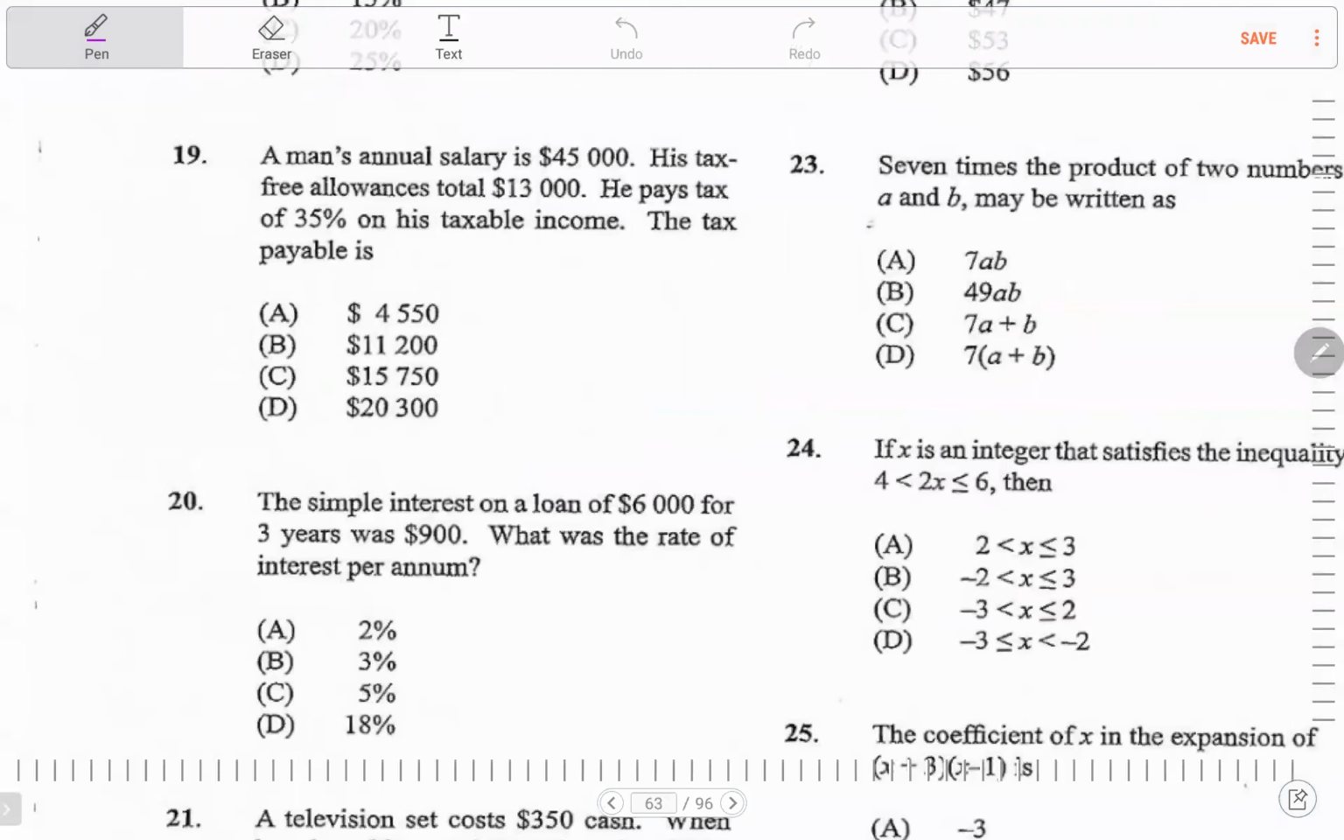We did this one already as well. I think the question said 35%. I remember the question. I don't remember if it said 35%. Let's work it out again.